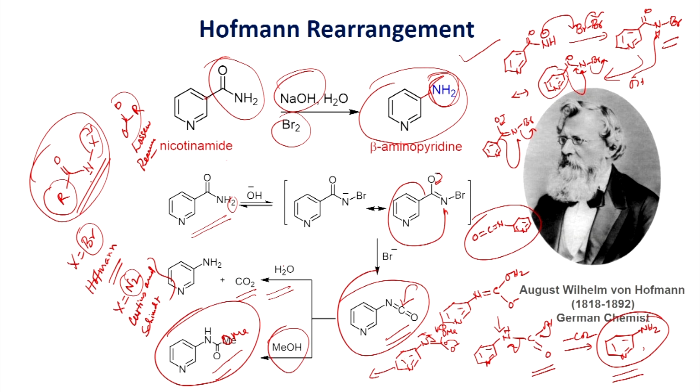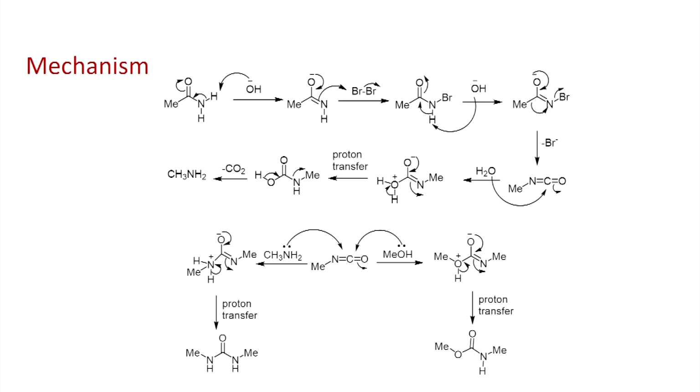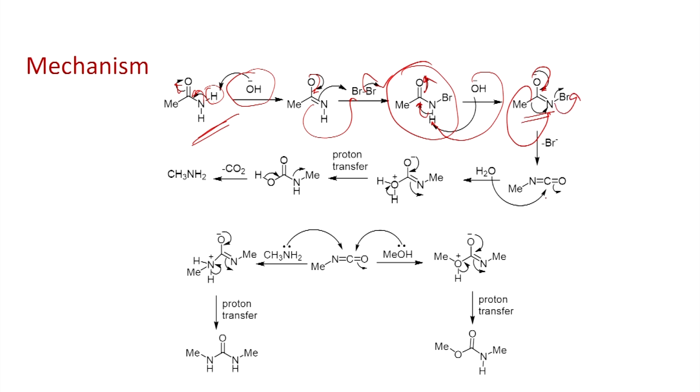Now let us look at some more examples. Here the mechanism of this reaction is shown. For example, when you take this amide and react with aqueous sodium hydroxide, it can deprotonate, and then you make the anion. Once you form this one, it can react with bromine and you will be able to form this intermediate. The base can again deprotonate this one and you form this anion. Now this can undergo rearrangement, and you will be able to form this isocyanate.